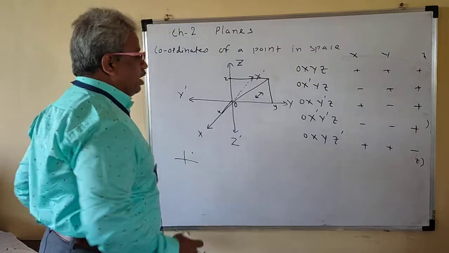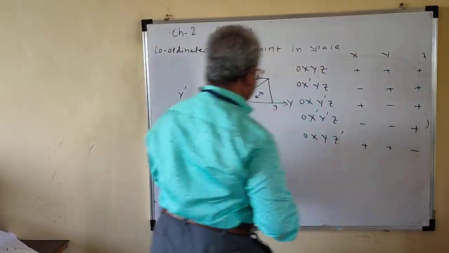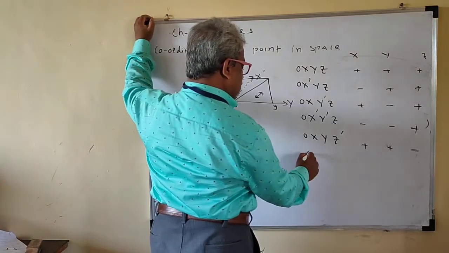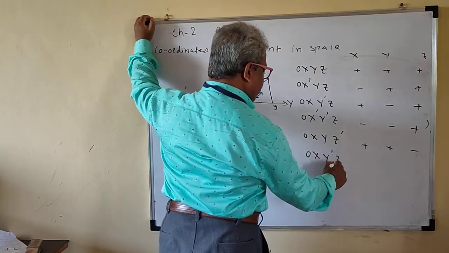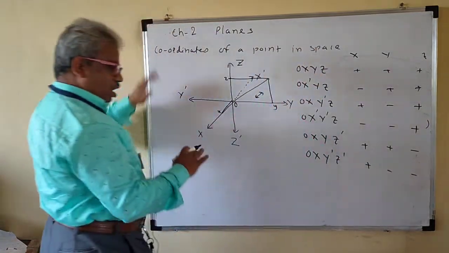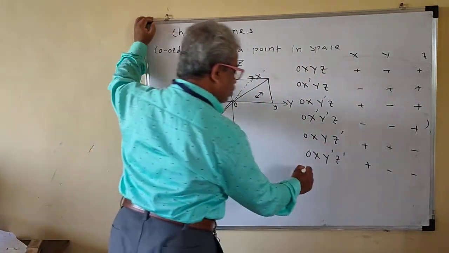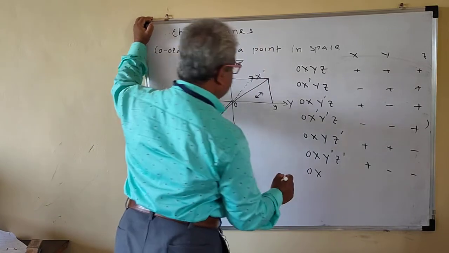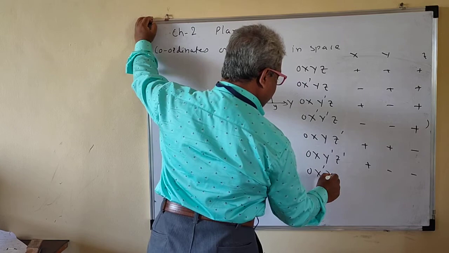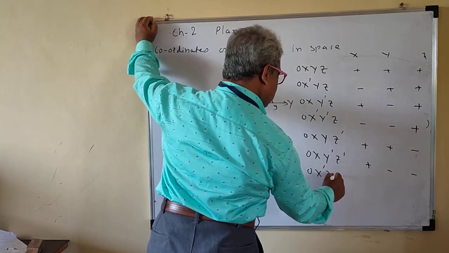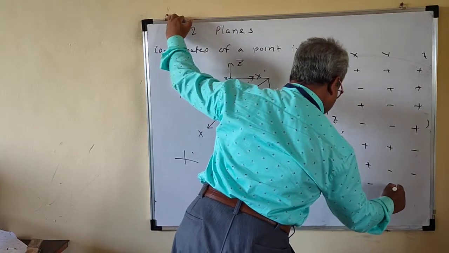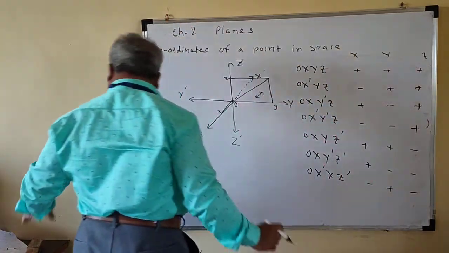Okay, so these are the 8 octants we have seen. Next in this part is O, X, Y prime, Z prime: plus, minus, minus. Opposite of that one is O, X prime, Y, Z prime: minus, plus, minus.